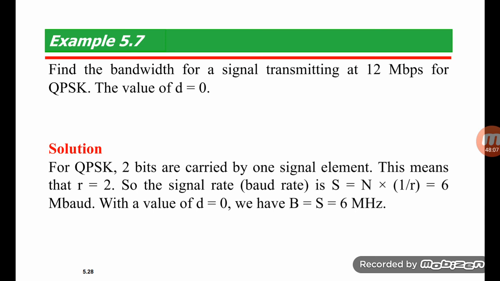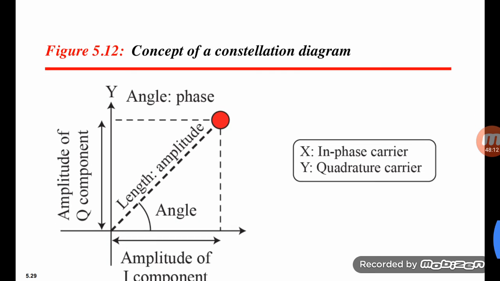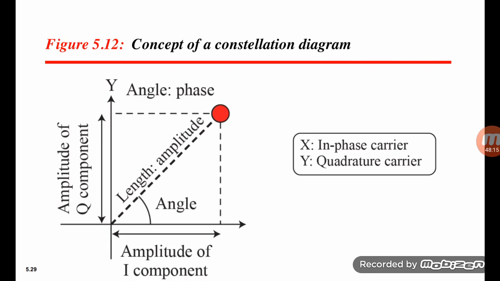Now, the concept of a constellation diagram. There is something called a constellation diagram. Whenever we want to show a signal, for example a sine wave, you need to show on the diagram the amplitude, the phase, and the frequency, right? To make that job easy, there is something called a constellation that can very easily show the signal. This is how we show it.